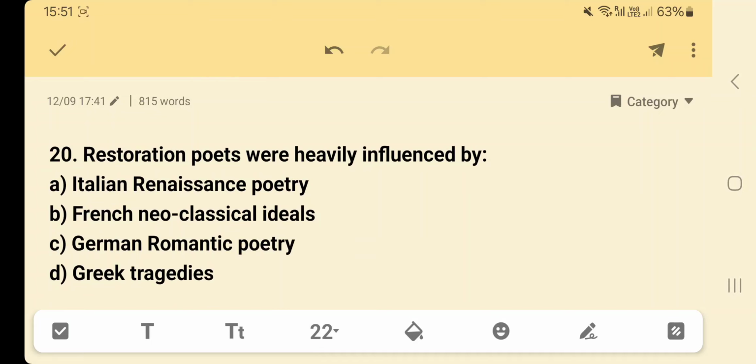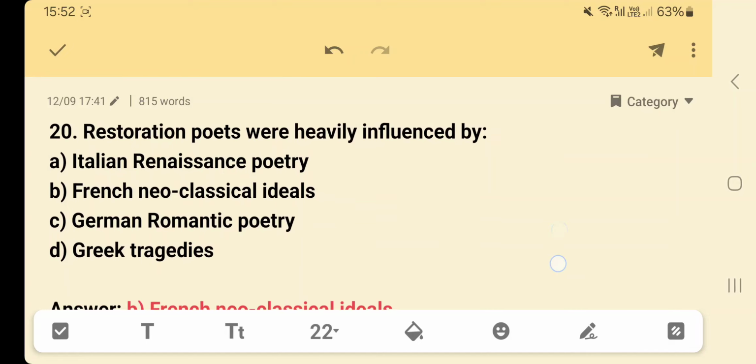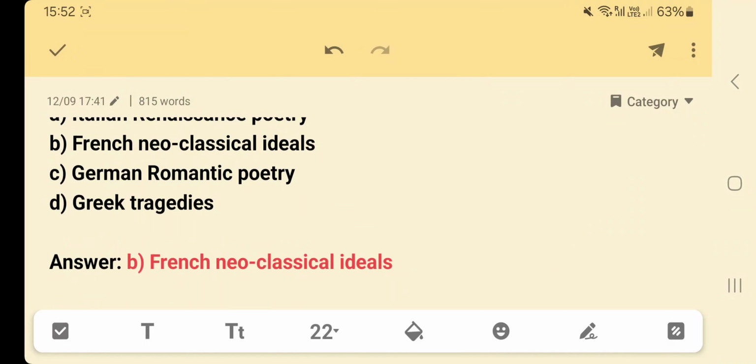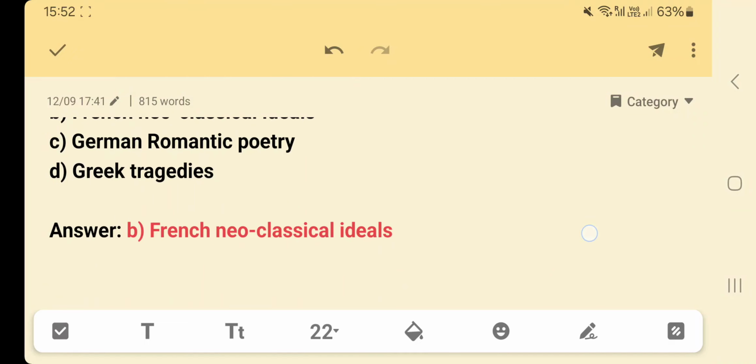Restoration poets were heavily influenced by option A, Italian Renaissance poetry. Option B, French neoclassical ideals. Option C, German romantic poetry. Option D, Greek tragedies. Answer: option B, French neoclassical ideals.